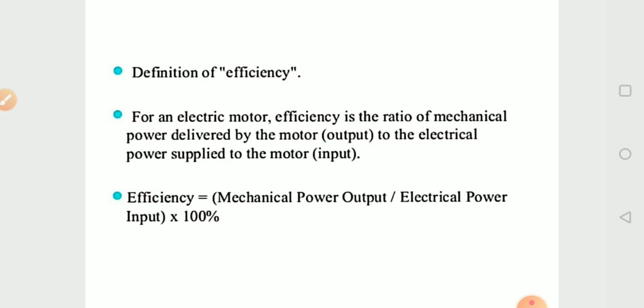For an electrical motor, efficiency is the ratio of mechanical power delivered by the motor to the electrical power supplied to the motor. It means output upon input. The formula for efficiency is mechanical power output upon electrical power input, times 100%, if we want to take it as a percentage.